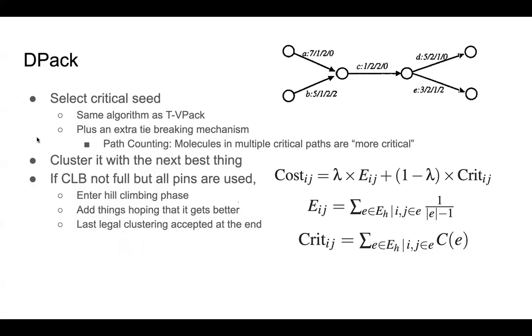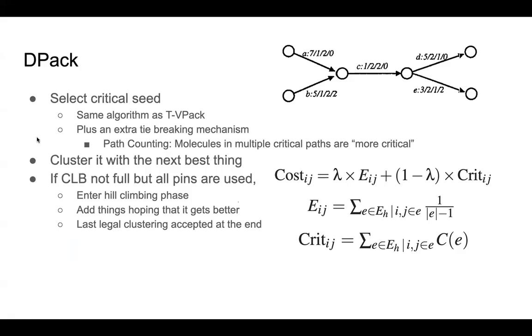All right, so DPAC selects the critical seed, same algorithm as TVPACK, which is an old version of the packing algorithm used in VTR. Essentially, it decides what is a very critical atom in the netlist and lets us start packing that first. Because at this stage we really have very limited information. You have a lot of ties, so you might have 20 atoms with the exact same criticality. So they use an extra tie-breaking mechanism, which is path counting.